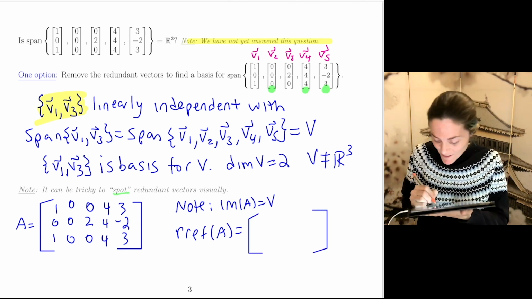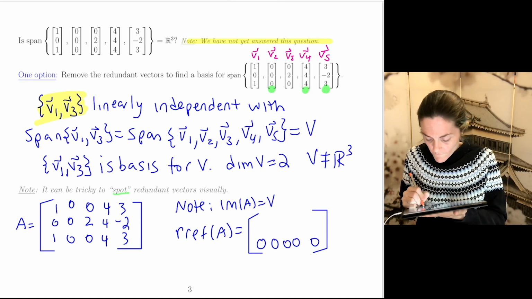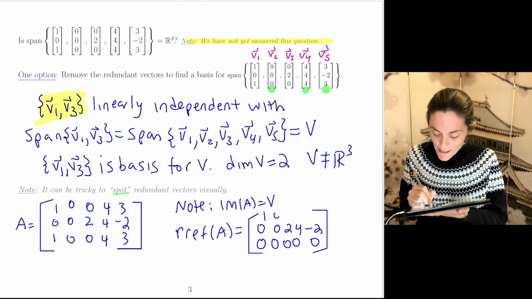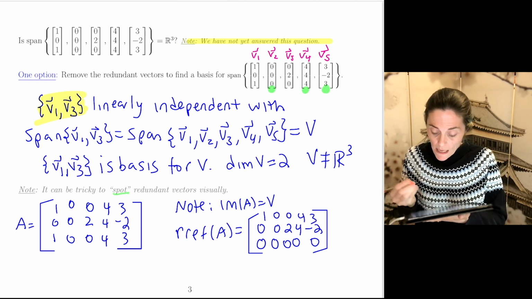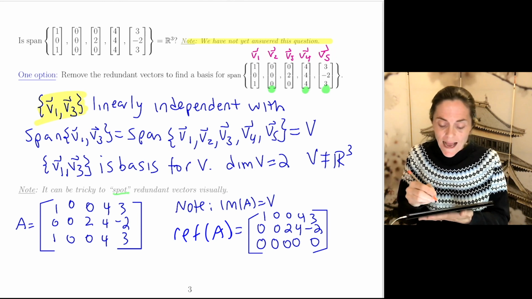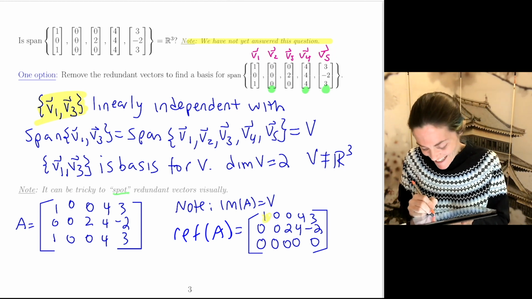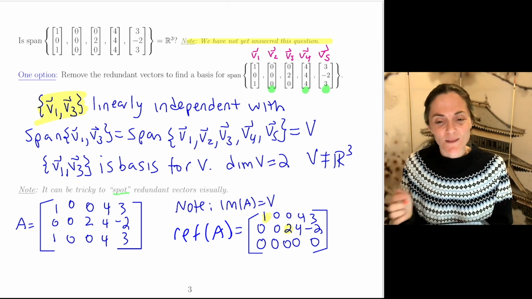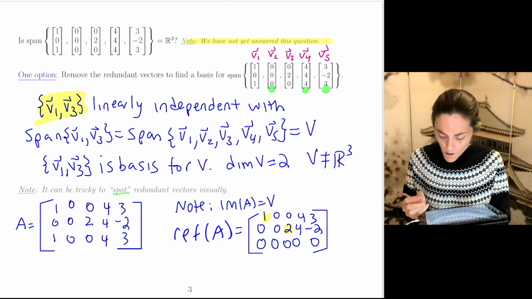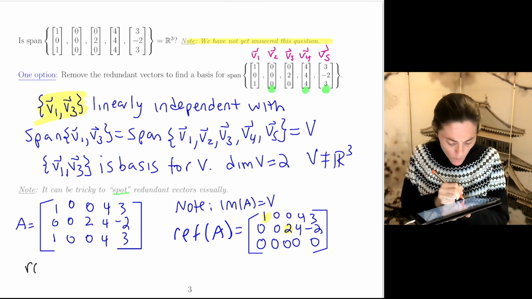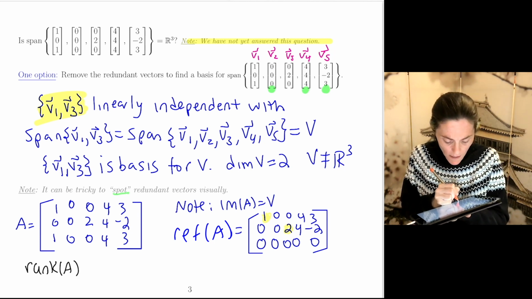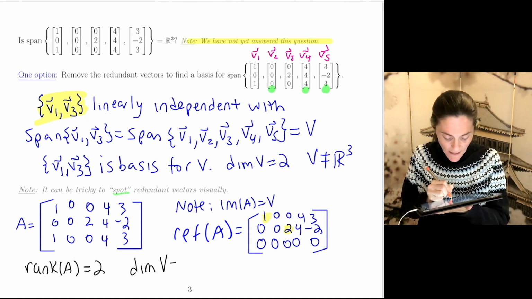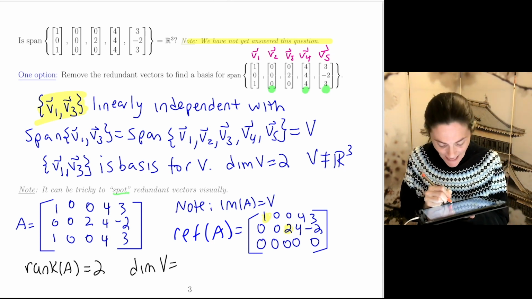Well, we'll have a row of zeros at the bottom. 1, 2, 3, 4, 5. And then we have 2, 4, minus 2, 1, 0, 0, 4, 3. And you see, oh, actually, this is just row echelon form. It's fine. It's good enough. We are in row echelon form. It's not reduced because of the 2 there. But we are in row echelon form. And this is enough. You see the rank of A is 2. And this says the dimension of V, which is the rank of the matrix A, is 2.